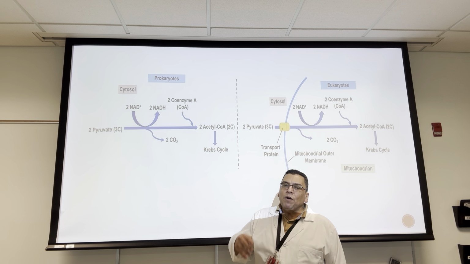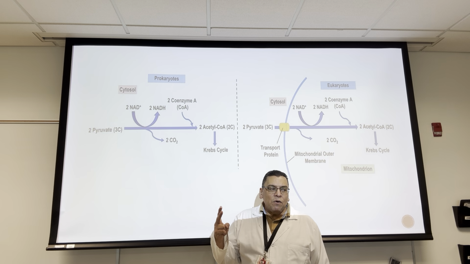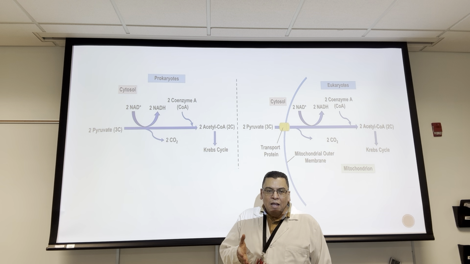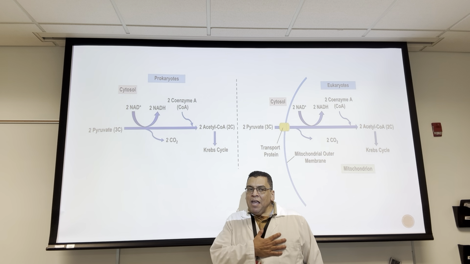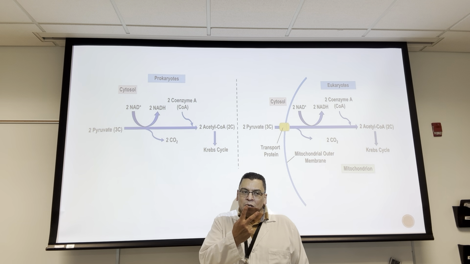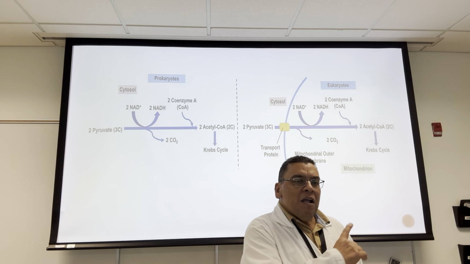But what else do we have? We have 4 NADHs, 2 acetyl-CoAs, 2 CO2s. Am I right? But we also have a net gain of how many ATPs? 2 ATPs, made in glycolysis.